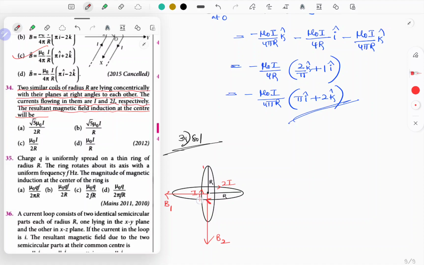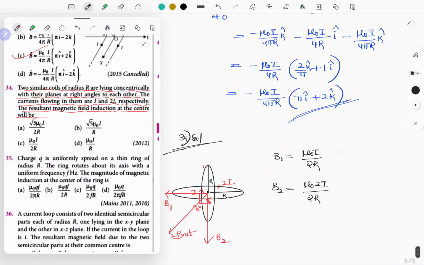Okay, so as these two are at an angle of 90 degrees, how do we find B net? By using the parallelogram law, right? So let's find that out. First of all, what is the magnetic field due to the first coil? B1 is equal to mu naught I by 2R. The magnetic field due to the second conductor is mu naught 2I by 2R.